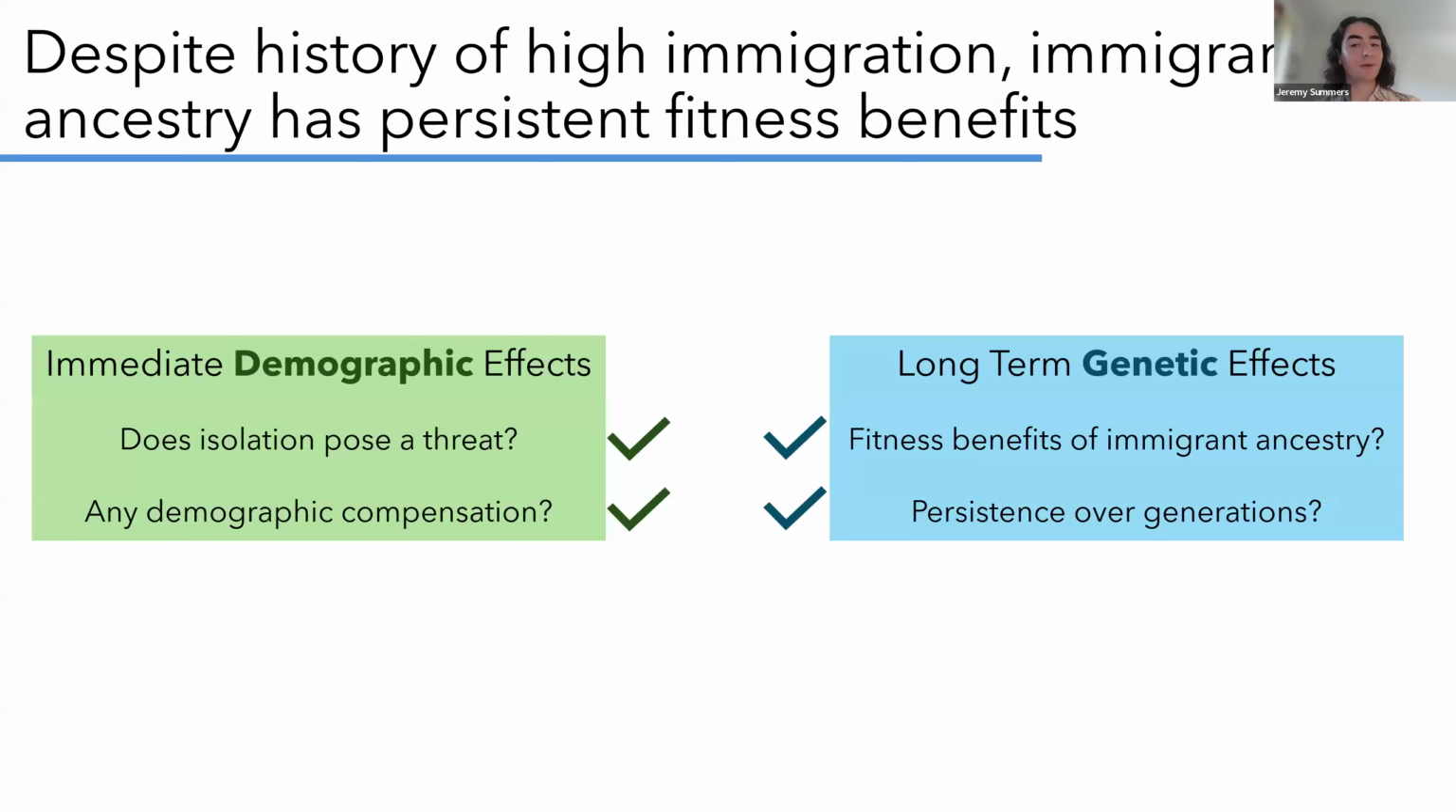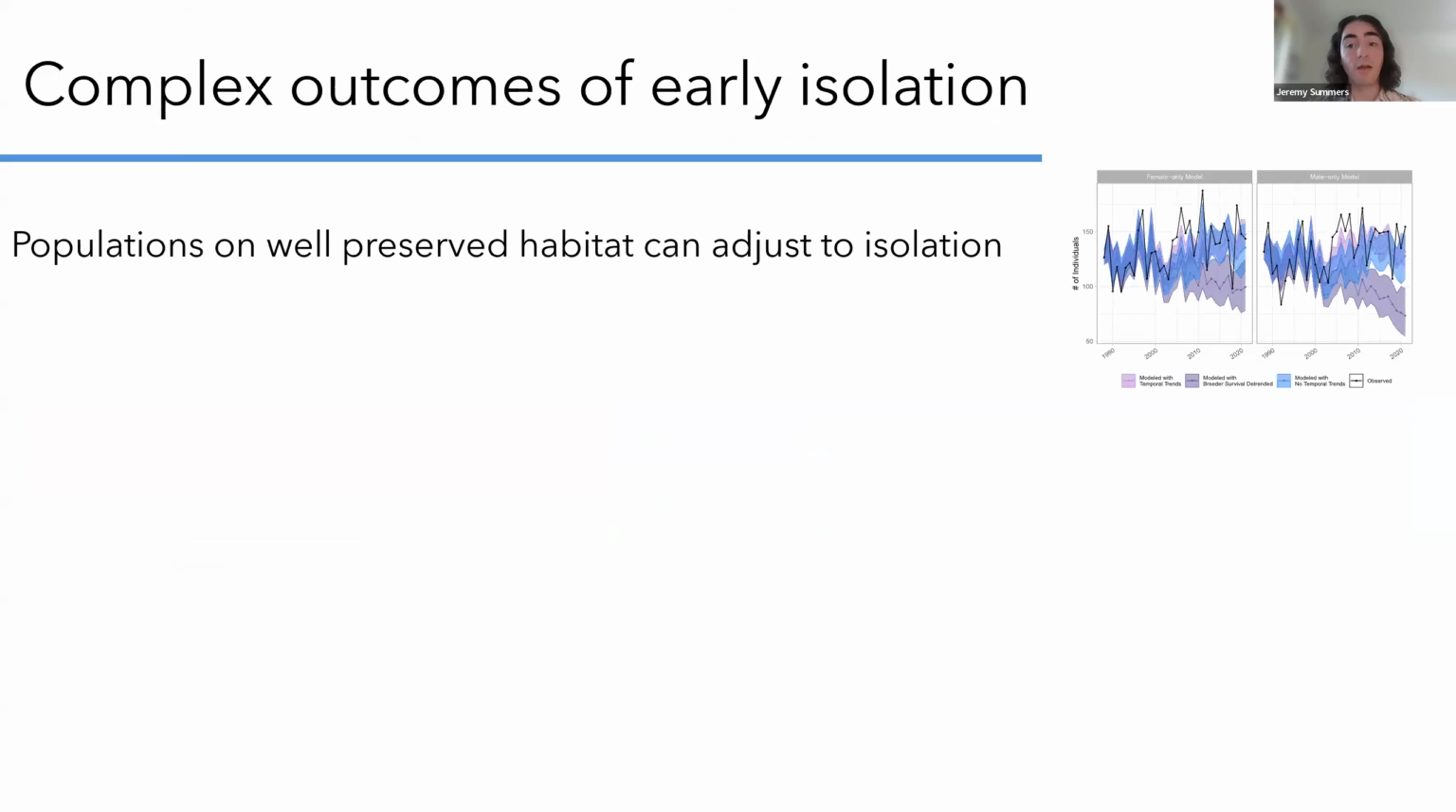These results support that despite high historical immigration and reduced genetic diversity of immigrants, there are fitness benefits of immigrant ancestry that persist for multiple generations. Altogether, the demographic and genetic consequences of isolation paint a complex picture in this system. The well-preserved habitat at Archbold likely enabled this population to shift from being maintained via immigration to adjusting to isolation, which is good news that focusing on preserving habitat can overcome the demographic effects of fragmentation.